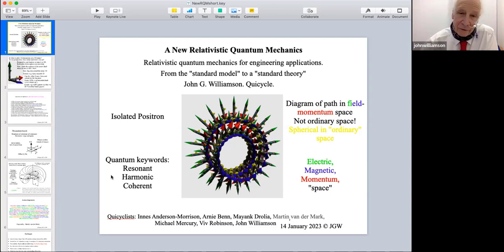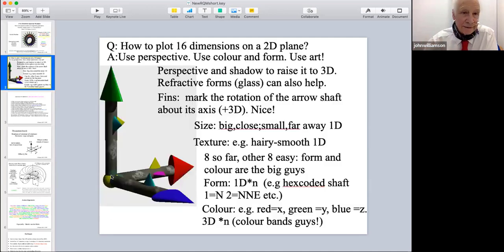So that's kind of the model we're going to look at. This is the Williamson-van der Mark model of the electron or positron. And we're going to be coming back to that time and time again. It's not the theory itself, that's the model that preceded it.